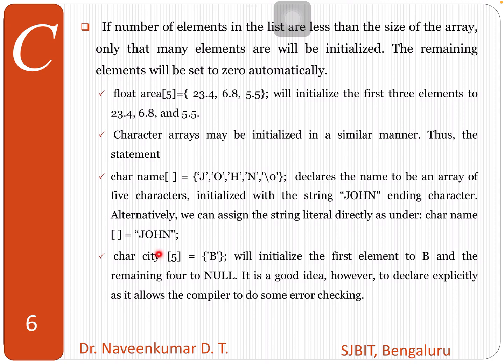Similarly, for character city of size 5, we have entered only one element, B. So this will initialize only the first element, and the remaining 4 elements are set to null. We can see that the remaining 4 elements are automatically taken as 0 by the array.